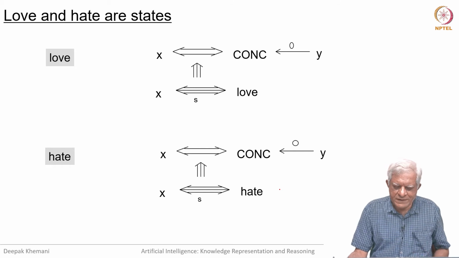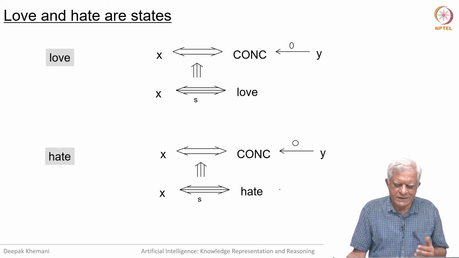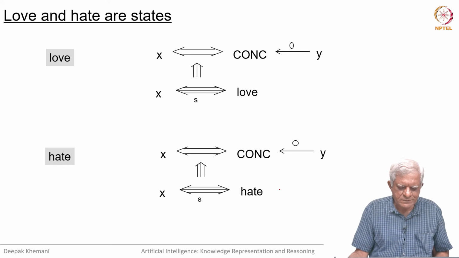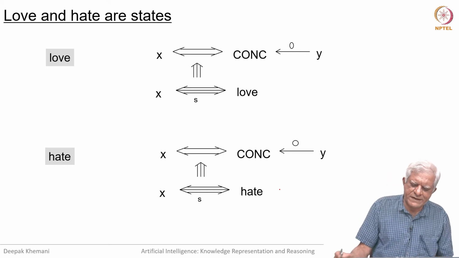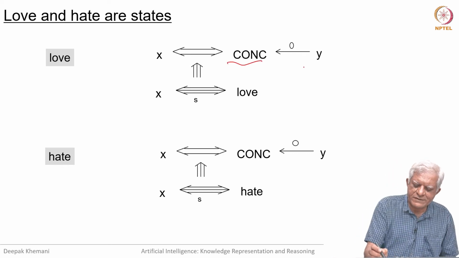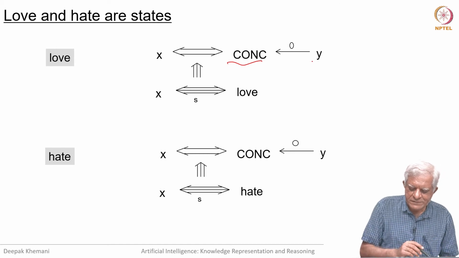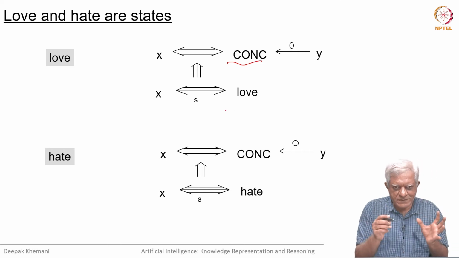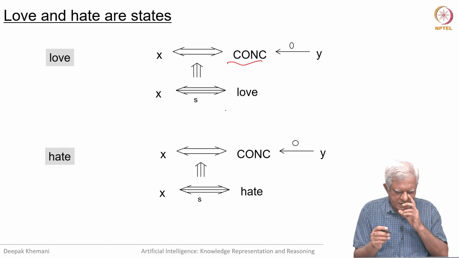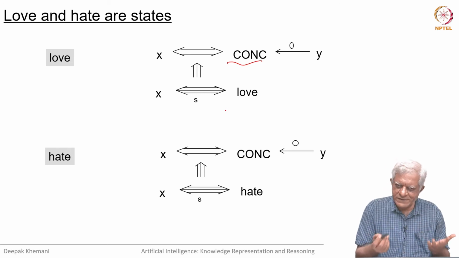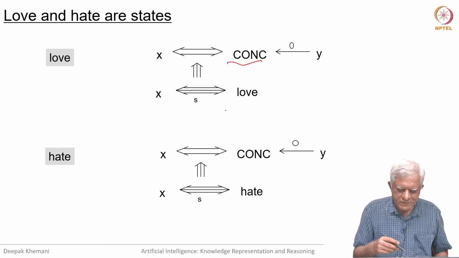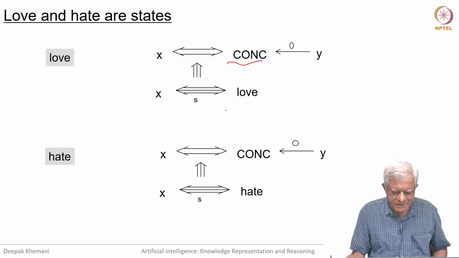So, love and hate are states. I think people say they are two sides of the same coin. So, you can think of love as saying that whenever X thinks of Y, X is in a state of being in love, and likewise for hate essentially. So, X is thinking about Y, and X is in a state of either being in love or being in hate.